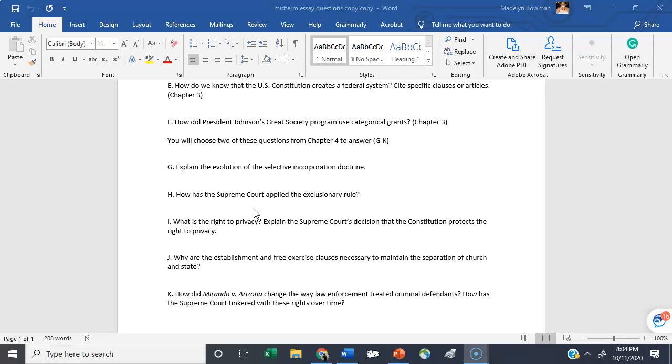How has the Supreme Court tinkered with these rights over time? Little by little, they've kind of said, well, you don't have to have this, or if a person didn't do this, then it's okay to go ahead and admit their testimony, even if they didn't sign a Miranda card. So make sure that you have that in your notes, because you're going to get 2 of these, and again, it'll be random.